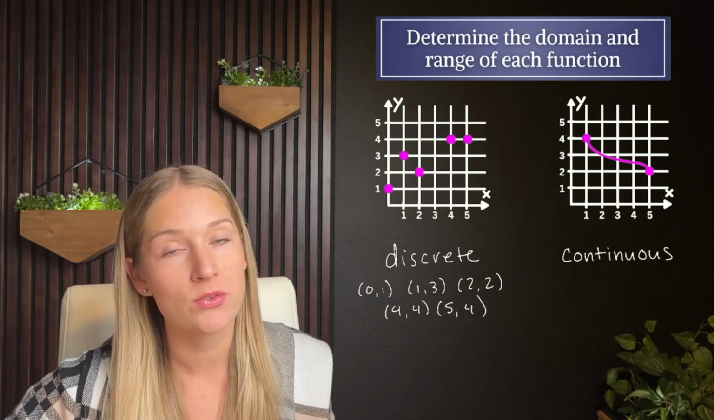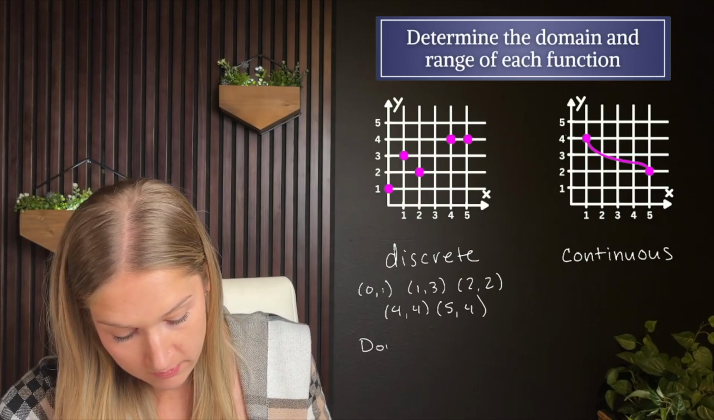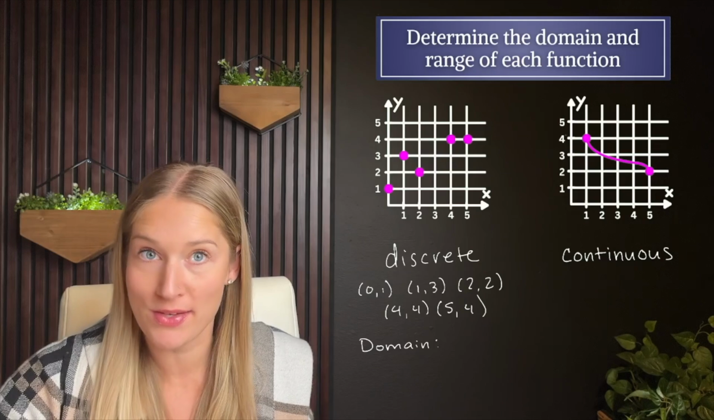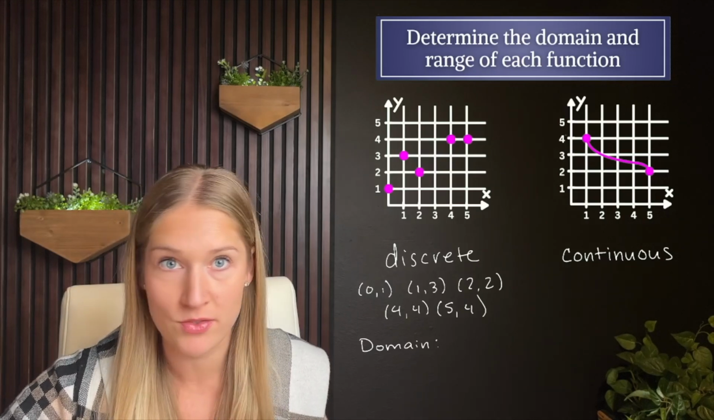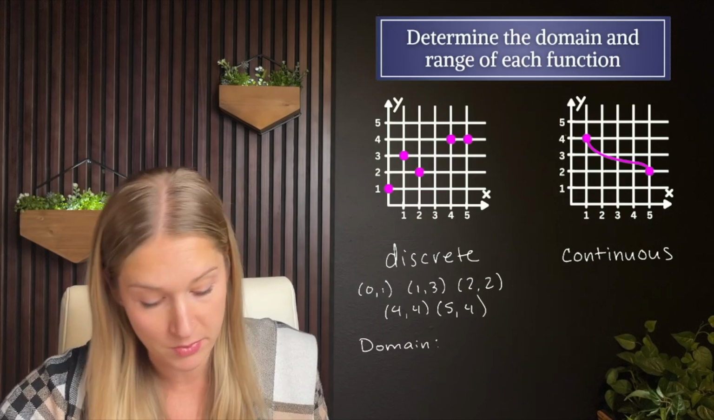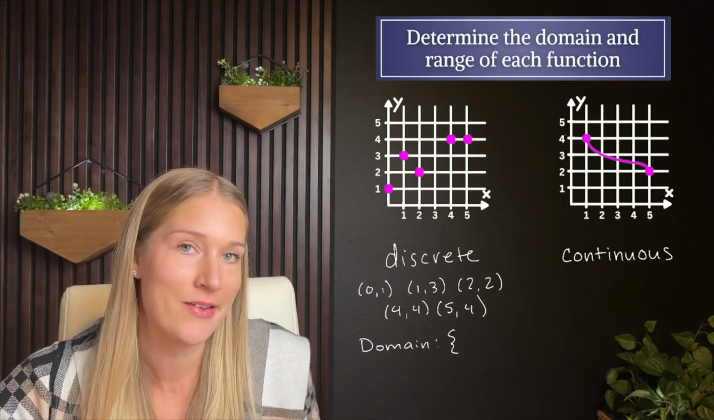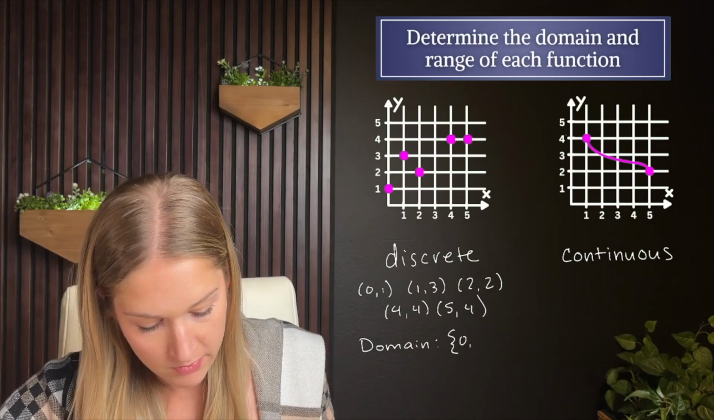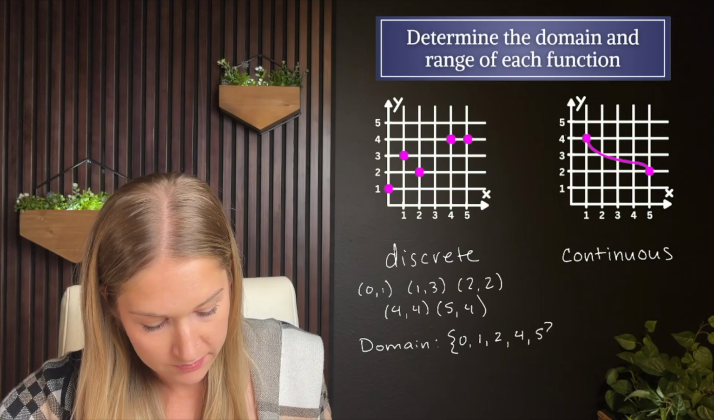To look at the domain of this relation, all I'm going to do is list the x values that we use, because there are only 5 of them. There's no more, no less. So I can just tell you exactly what those 5 are. I put them in curly braces like this, and that just says, here's a list of numbers. Then I list all those x values: 0, 1, 2, 4, and 5.